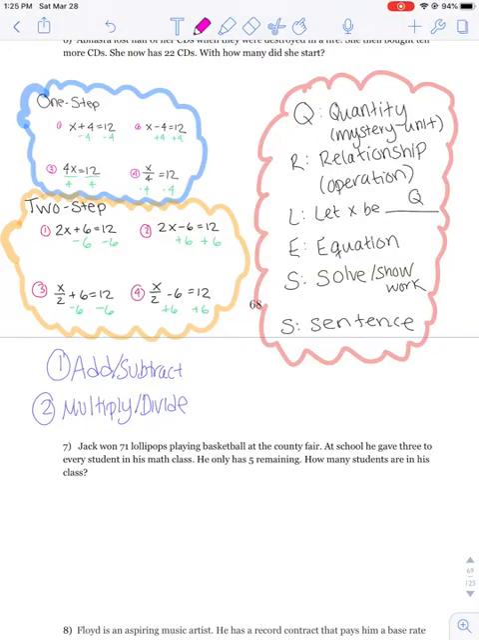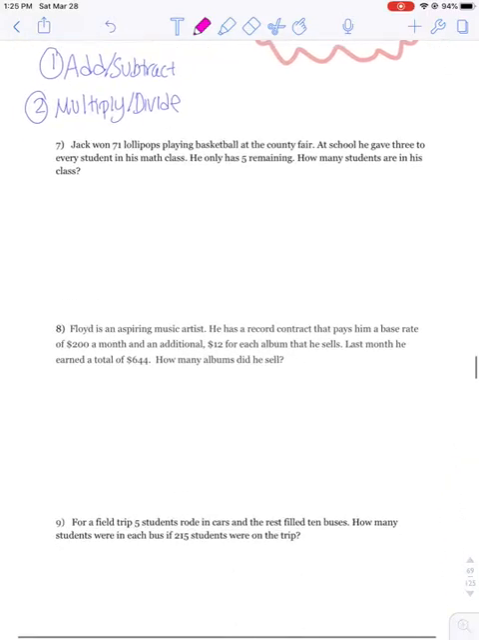Hi there, we're going to do some more practice doing word problems with two-step equations. At the top here, I have everything that might be helpful to you during this, so feel free to take a screenshot and put that next to any problem that you're working on.